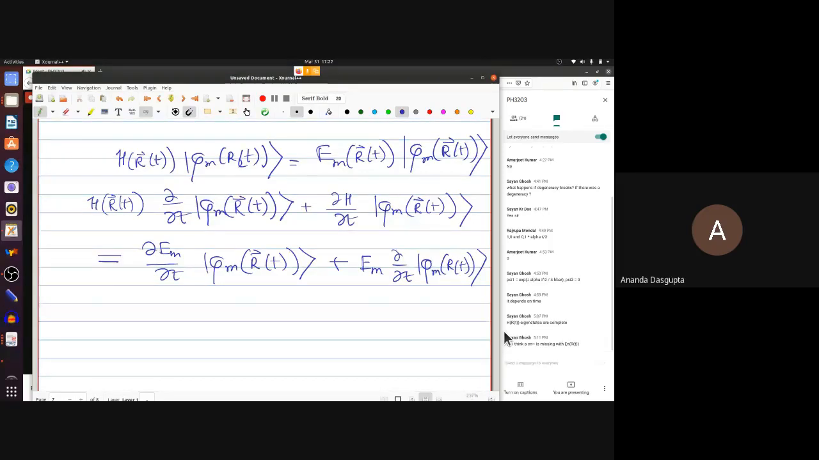This is just simple differentiation. The next obvious step would be, well, this is an equation between two kets, but numbers are much easier to handle. And how do you get numbers out of kets? You just hit them with the bras, right? That's how you get numbers. So if you hit both sides with, say, the bra phi n, what's going to happen is, you're hitting with bra phi n on both sides at R of t, the instantaneous bra phi n.